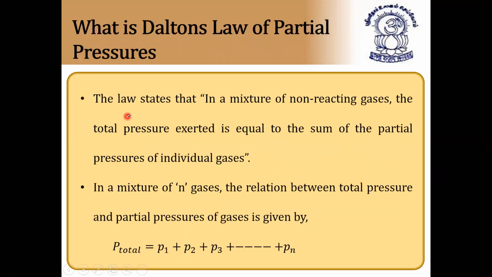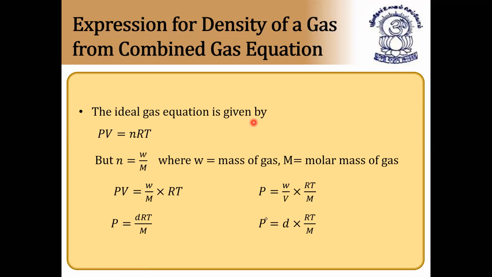By this we can write P is equal to DRT by M, which implies D, the density of a gas, is equal to PM by RT, because this M will go to this side. So there is a relation between density and molecular mass of a gas. This is the expression for the density of a gas from the combined gas equation. I hope it is clear. Based on this formula also you'll get a question, and we have done one numerical also based on that.